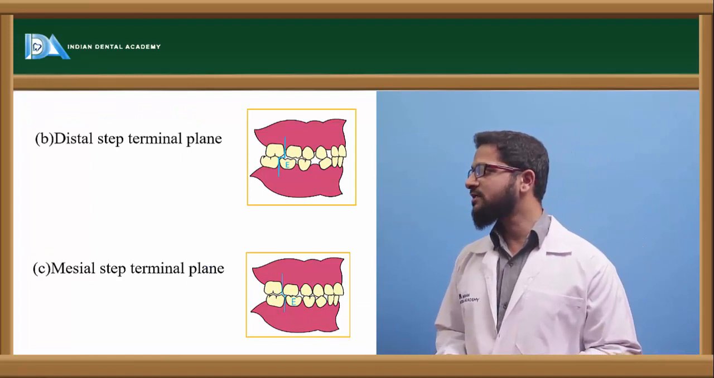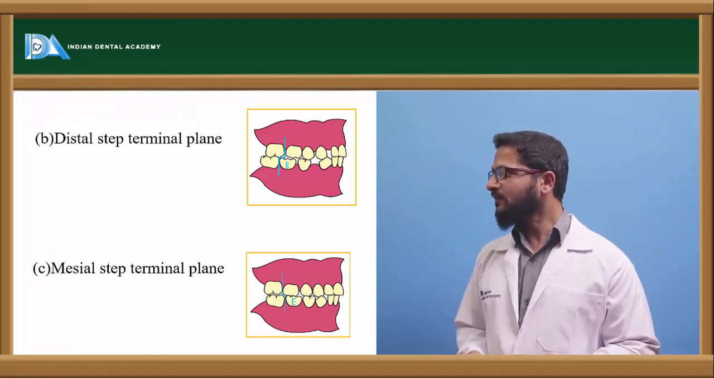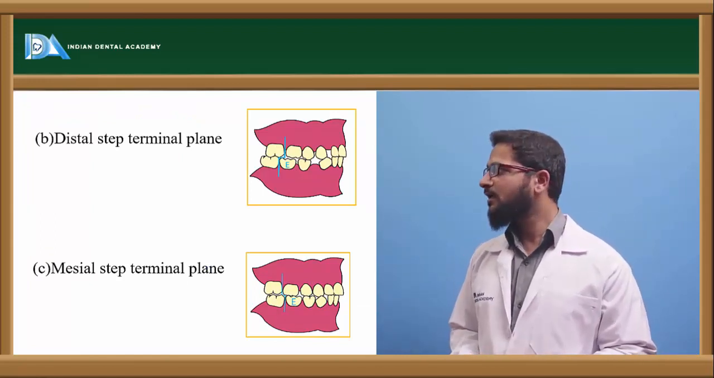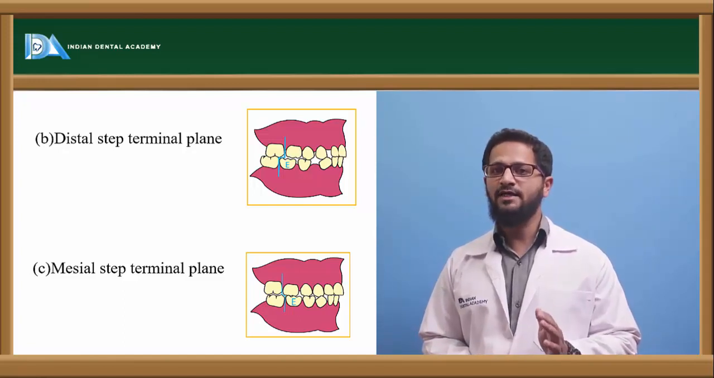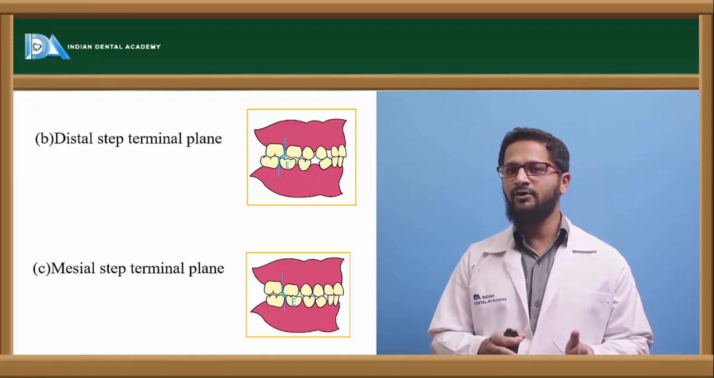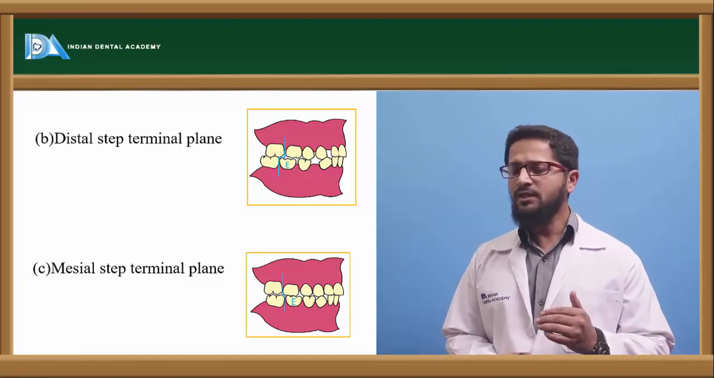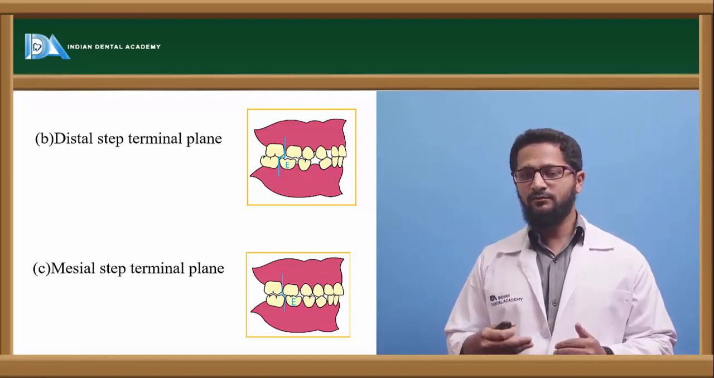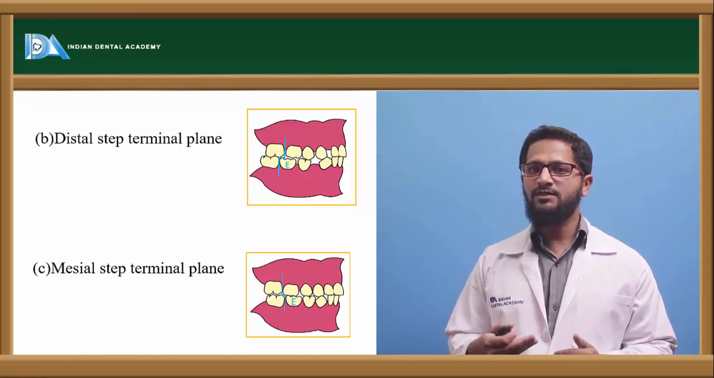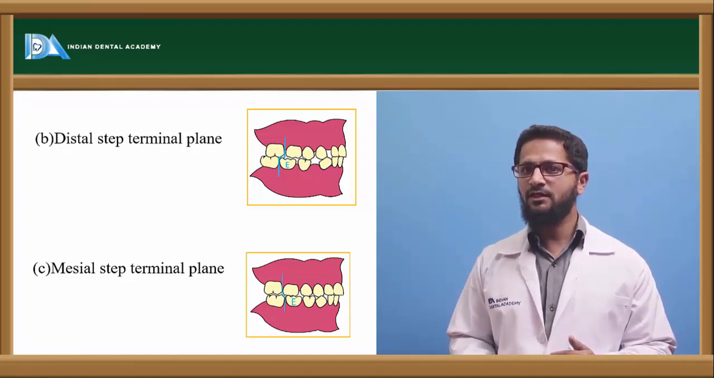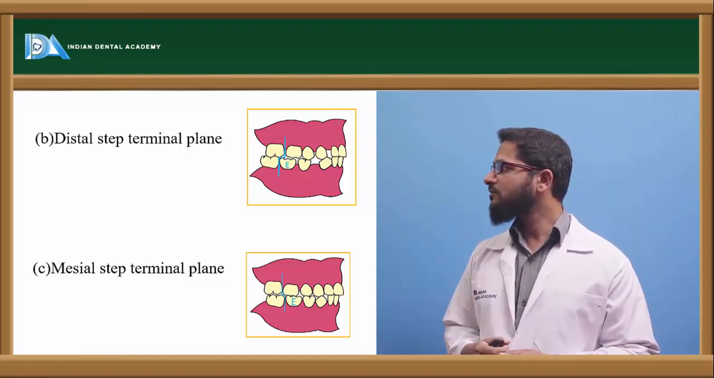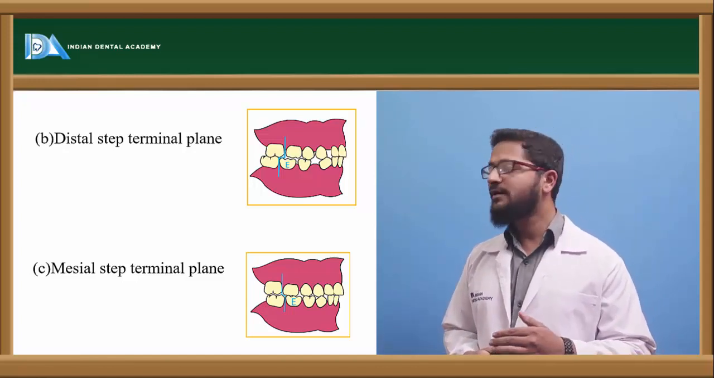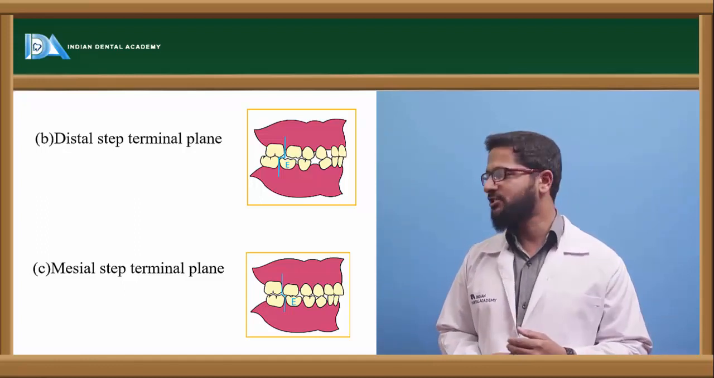Next, coming to the distal step terminal plane. In case of distal step terminal plane, as I've already mentioned, the distal surface of the lower second deciduous molar is more distal when compared to that of the upper. Under such circumstances, the permanent molars will also erupt in the same relationship. This results in the development of mostly a class 2 molar relationship.